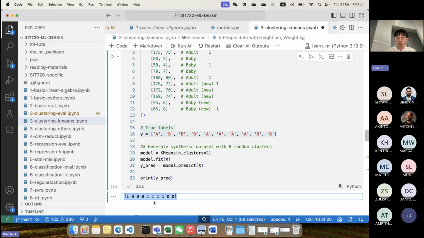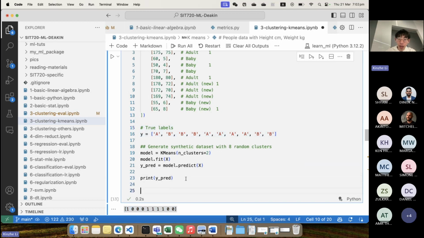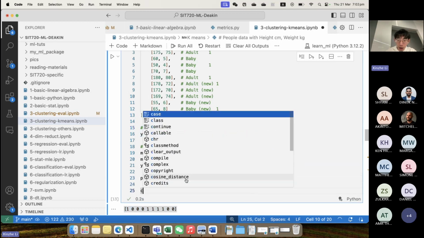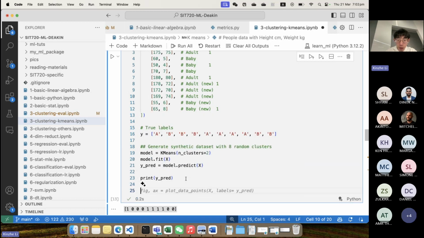What can we do? Accuracy, right? We just calculate the number of correct predictions divided by the total number of predictions, right? This is the purity score. Actually, this is accuracy, but why do we call it purity score? Anyone can tell me why we call it purity score rather than accuracy?